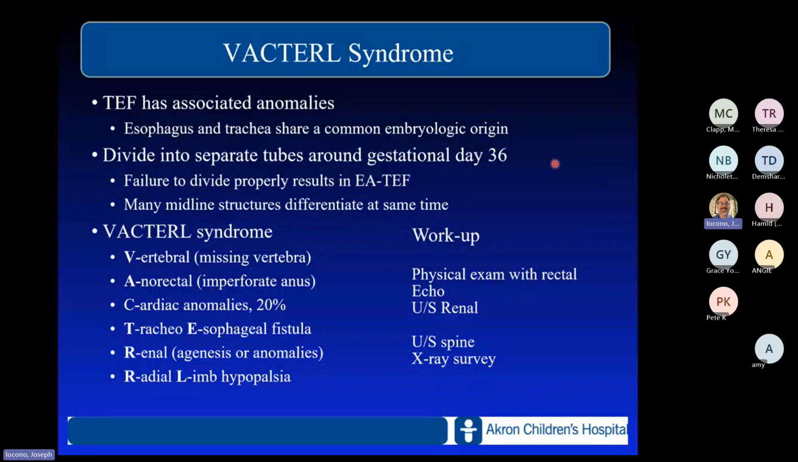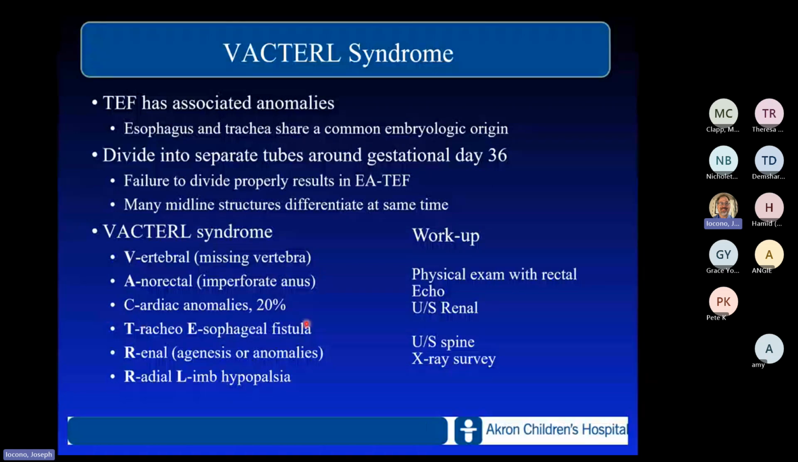Good time as any to bring up VACTERL syndrome. Everybody loves this sometime during your test days. The associated anomalies with any of these all come up. So VACTERL: vertebral anomalies, either they're missing vertebra or they have hypertrophy of some of the lumbar sacral spine. Anal rectal malformations, most commonly imperforate anus.